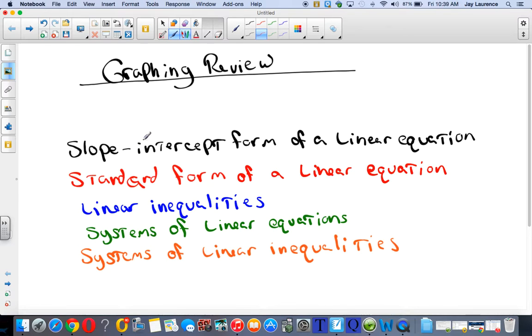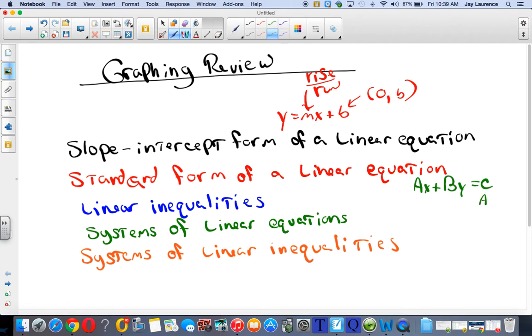I'll do that. Okay, we've talked about slope-intercept form of a linear equation. It looks like y equals mx plus b, where b is the y-intercept, right? And m is our slope, our rise over run. Now, remember y must be alone. The standard form of a linear equation looks like ax plus by equals c, and a must be positive. A must be greater than 0.